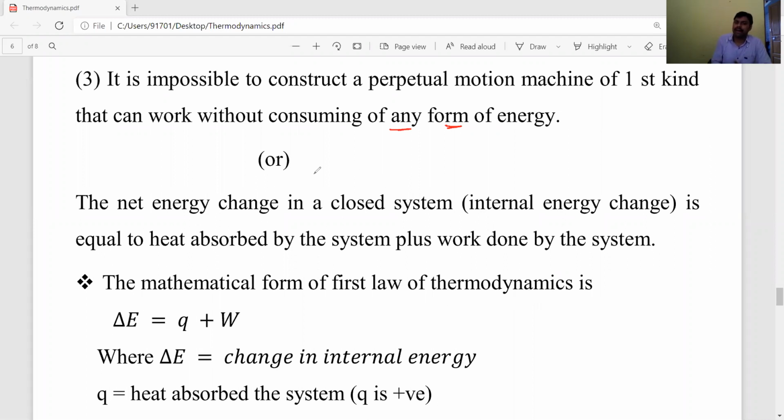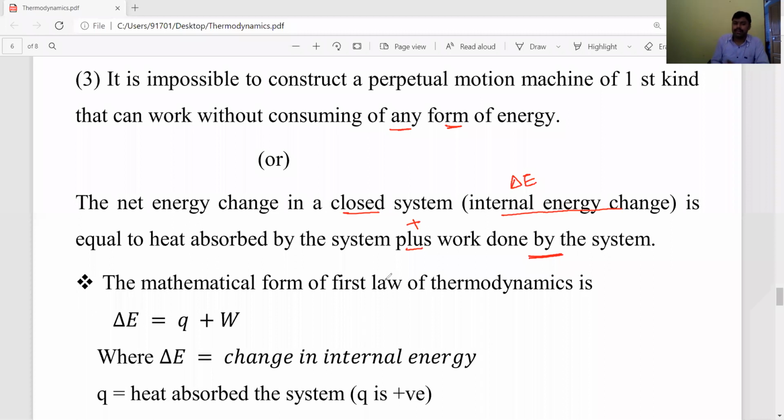We can define it this way: the net energy change in a closed system is nothing but the internal energy change, which is equal to the heat absorbed by the system plus the work done by the system. The net internal energy change in a system is equal to the amount of energy absorbed by the system plus, after absorbing the energy, the work the system does, which is called work done by the system.